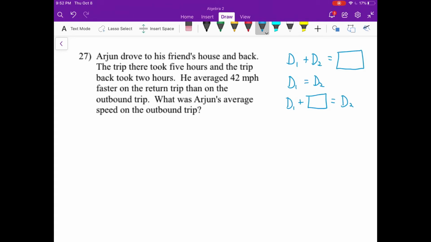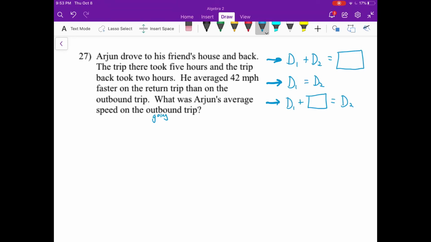So we have outbound, so that's going. He's going there, and then there's the coming back. We had mentioned these 3 different situations before. You can either have the 2 distances add up to equal some total distance. Second option was maybe the distances are actually the same. And the third option, which is a little bit more rare, you have one distance plus some amount will equal the second distance.